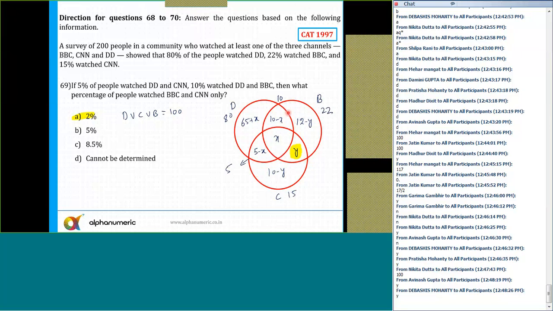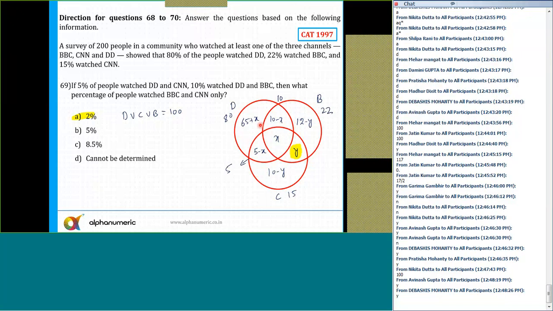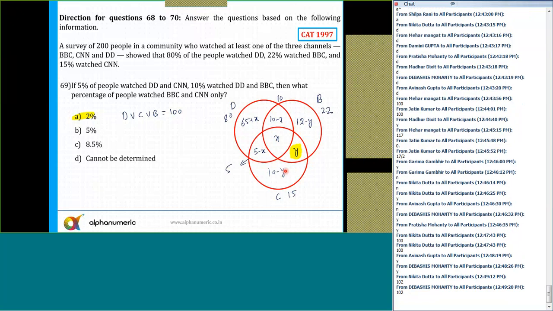Simple, eh? This 4 circle, this is 80. So the sum of these 4 regions is definitely equal to 80, and then add these 3. So that is equal to 102 minus Y, isn't it? 102 minus Y.